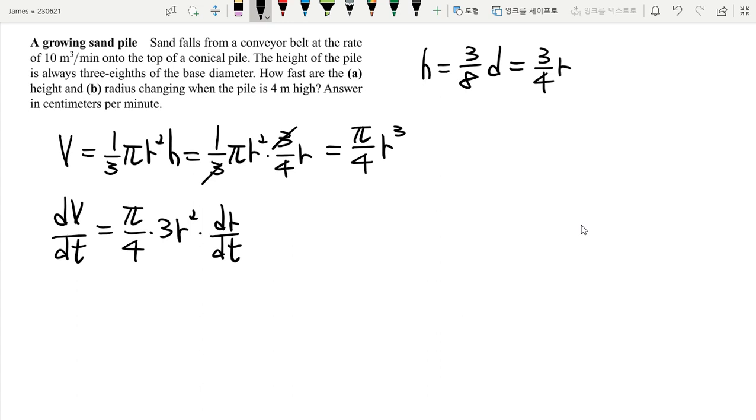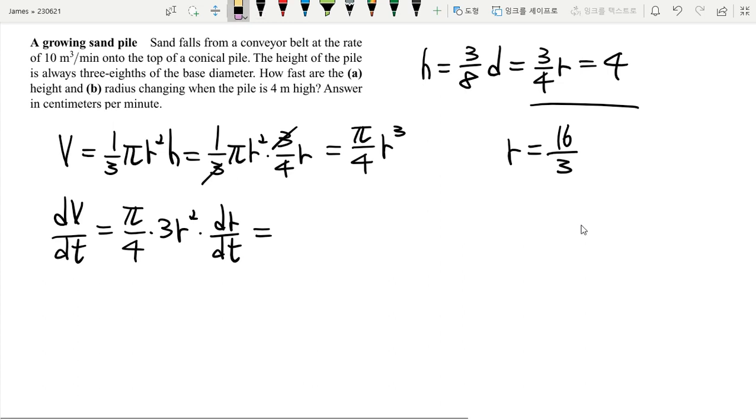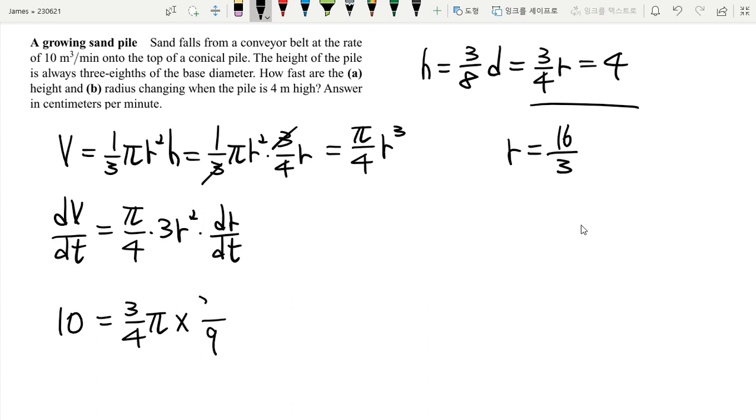And then height is 4. Okay, so when h is 4, what's the value of r when you solve this equation? r is 16 over 3. So if we use this, dV over dt is 10, r squared is, so we can cancel.